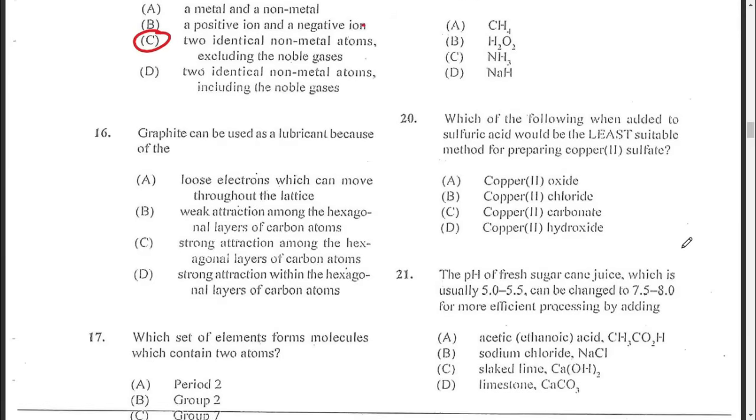16. Graphite can be used as a lubricant because of the loose electrons which can move throughout the lattice. No, that makes it able to conduct electricity. B. Weak attraction among the hexagonal layers of the carbon atoms. Strong attraction within the layers. So the best answer here would be B, the weak intermolecular force of attraction there.